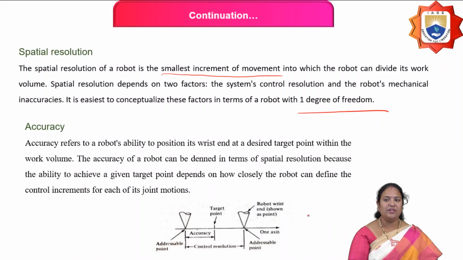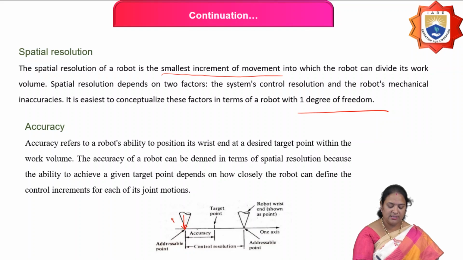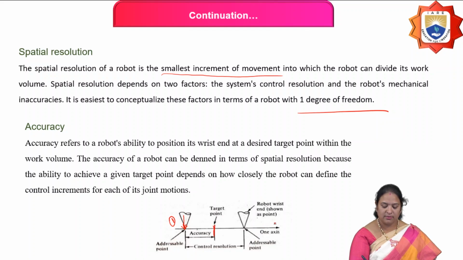Next, coming to accuracy. What do we mean by accuracy? To get an exact, perfect output. From the figure here we can see the robot initially will be at some initial point, point one. This is the target point, and this is the final point, point two. The robot will be at point one and needs to complete its work at the target point which is given. The input will already be given to the robot and accordingly the robot movement will be done. So the robot has to move from the initial point to the targeted point.